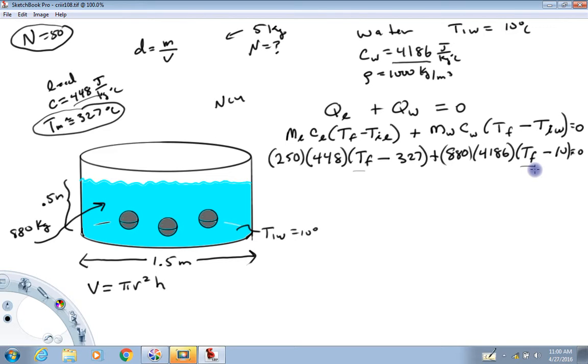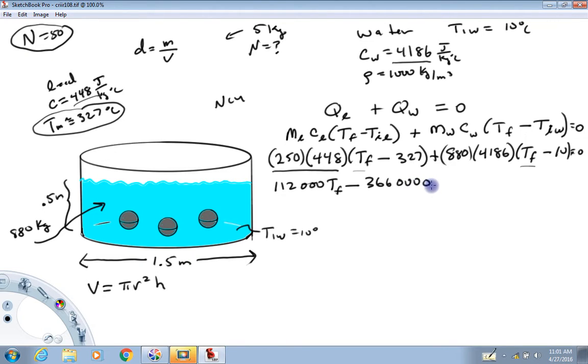So I think what I'll do is have my helpers walk through this with me. Would one of you give me the values that I ask for, please? Give me 250 times 448. Right, so this is 112,000 T final, times 327. 36 million what? 624,000.